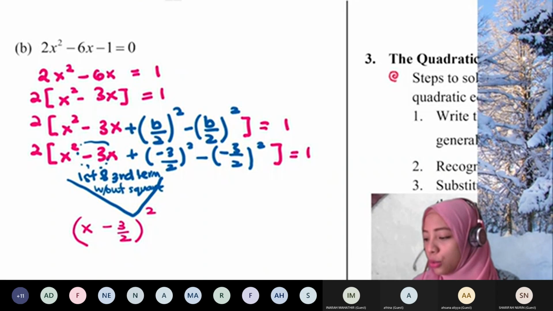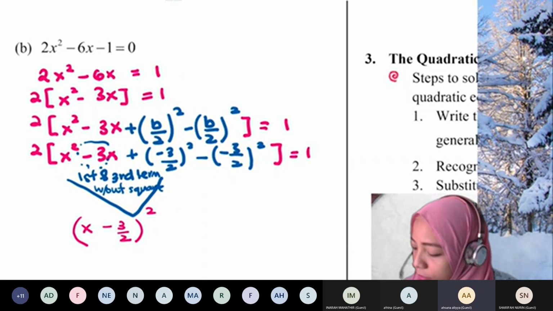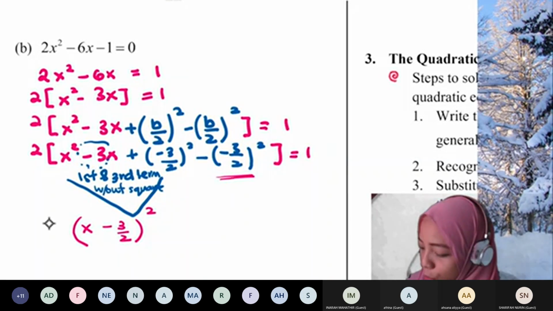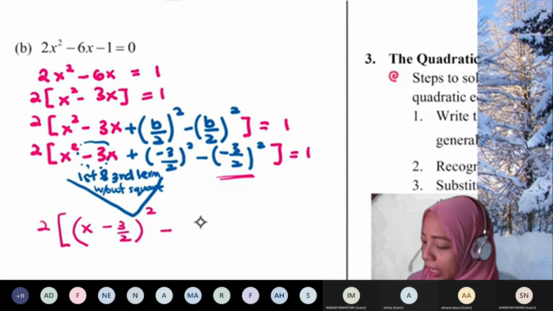Boleh tulis nota kat situ? Dekat nota you all? Okay, good. Alright, and then you continue yang ini. Yang ini apa dia? Jangan lupa we have 2 upside here. Okay, and then minus with 3 square. 9 over 4. Yes, exactly. 9 over 4 equals to 1.